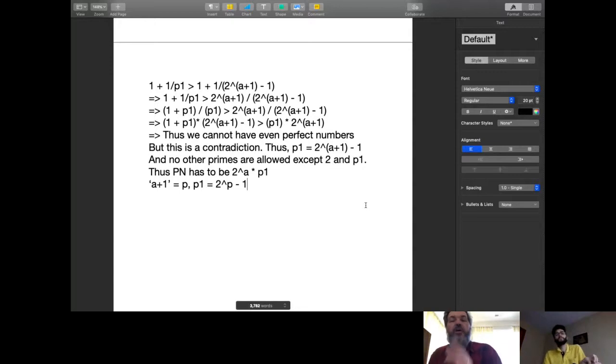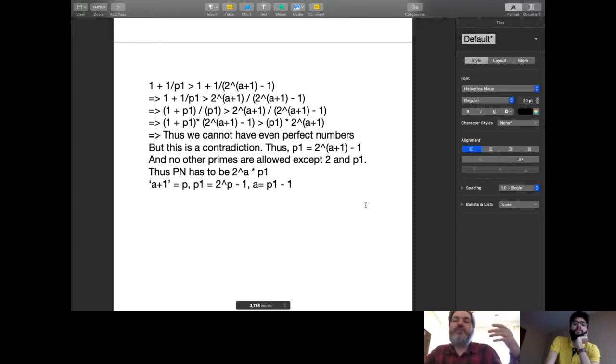Okay, stop right here. Why do I allow myself to denote it by P like it's a prime? Because we proved when we discussed powers of 2 minus 1 that you cannot get a prime unless the exponent is a prime. So that's why I denote a plus 1 by a prime, because otherwise there's no chance for this 2 to the a plus 1 minus 1 to be a prime. So a plus 1 itself had to be a prime, and I denote it by P. So P is a prime, and also P1 is a prime, and that's 2 to the P minus 1.